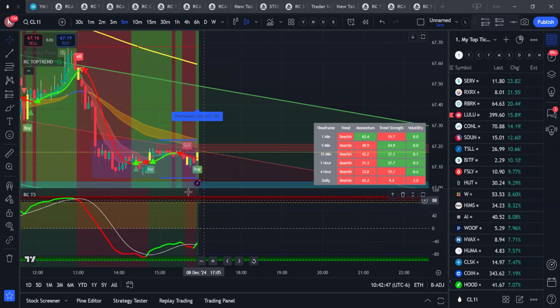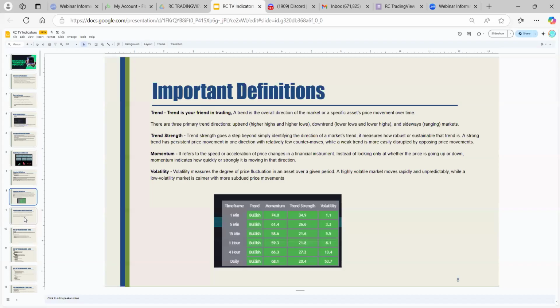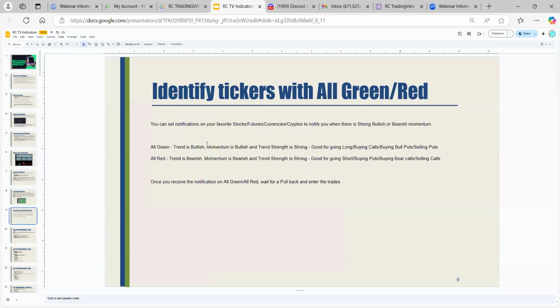So if you follow this with stocks, whether you are a stocks buyer, an options buyer, a futures trader, or a currencies trader, you are looking for trend, momentum, trend strength, and volatility, and if you take the trades, just follow the rules, right? The rules are simple. Again, I'll share it. So your trend is bullish, momentum is bullish, and trend strength is strong. It is good to go long. You can buy the calls, you can do the bull puts, you can sell the puts.